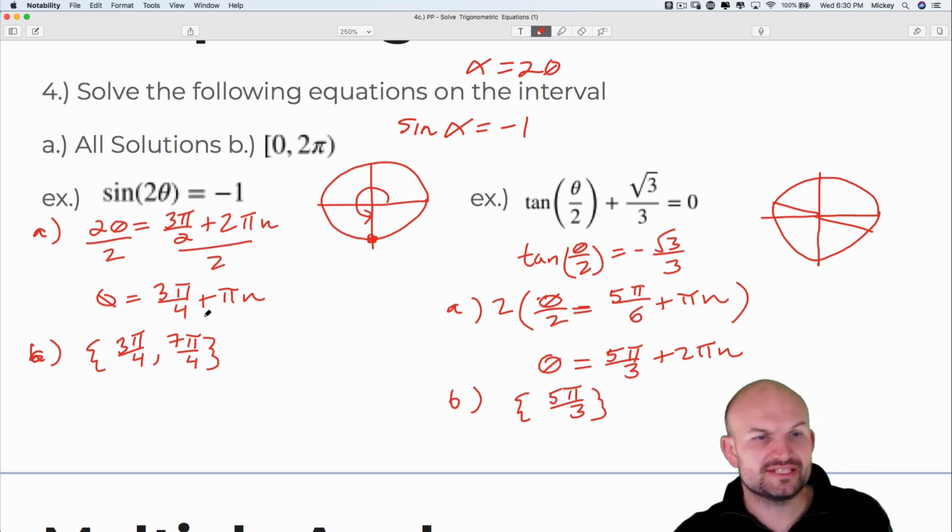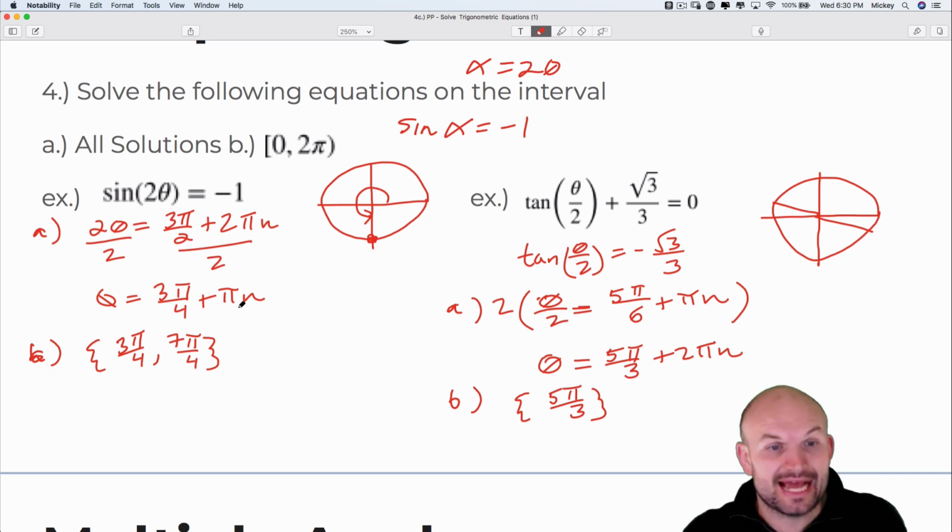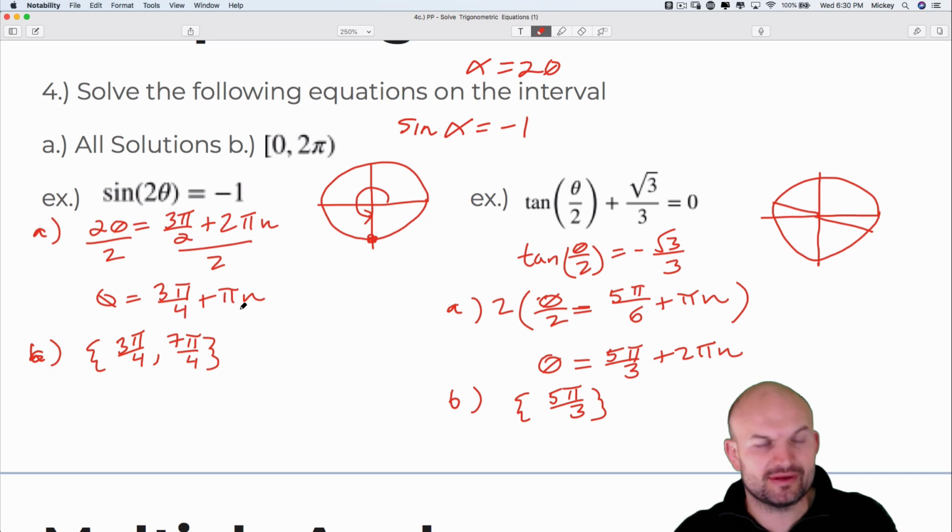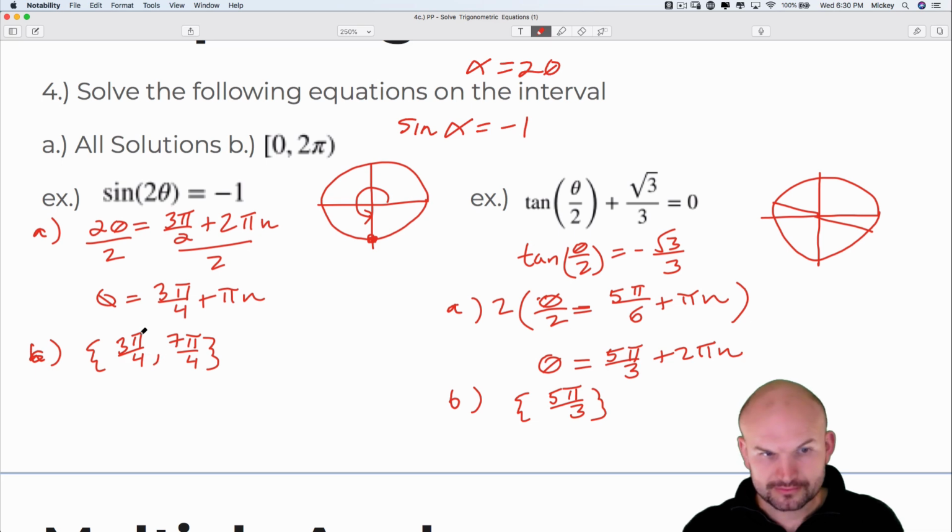Now the way to find solutions between 0 and 2 pi, we just need to pick intervals of n, right? Because we know we have 3 pi over 4. That's the first solution. And in this case, we can add pi n. Well, how many times could we add pi? We're going to add pi as many times as we can, as long as it's between 0 and 2 pi. So when n is 0, I have 3 pi over 4.